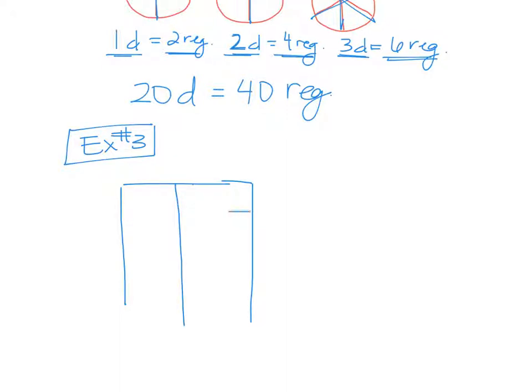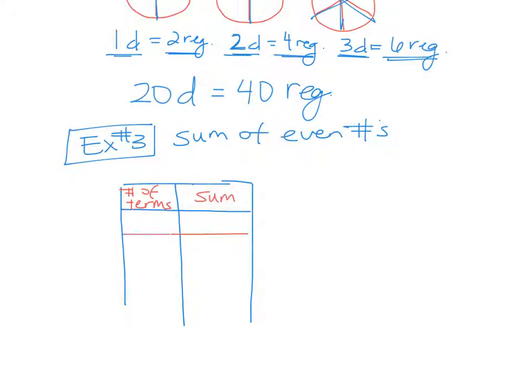We're going to make a little chart to test out our conjecture here. So let's say we're going to deal with the sum of even numbers. This is going to be the number of terms, and this is going to be the sum for those terms.